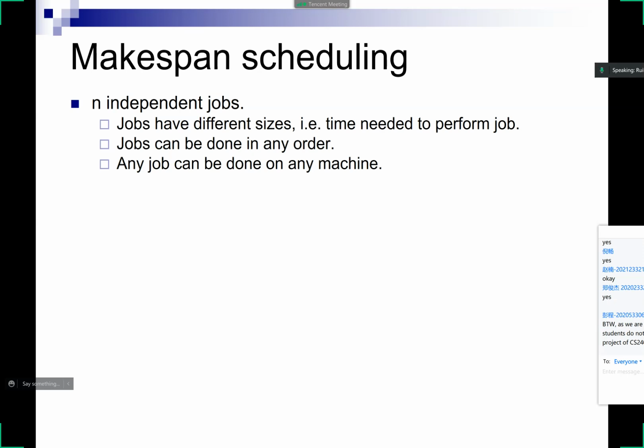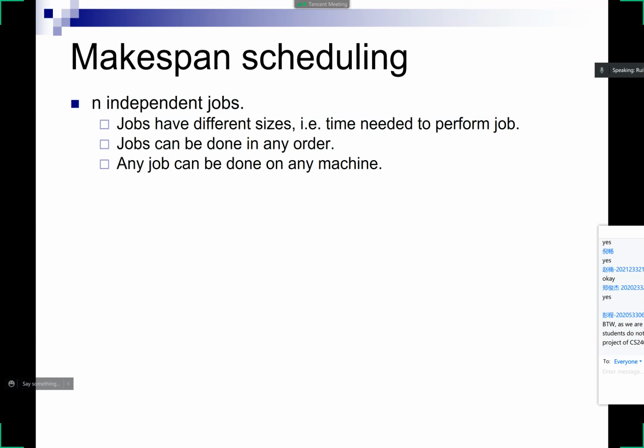There are many variations even on makespan scheduling, because you can assume many different things about the system. We're going to look at a very simple version of the scheduling problem. In our problem, we assume that you have n jobs, and the jobs are independent, meaning that they can be done in any order. There are no precedence constraints among the jobs. Each job can be done on any machine. We have a bunch of parallel machines, and you can run any job on any machine. The only difference between the jobs is that they have different sizes, where the size of a job is just how much time you need to run the job.